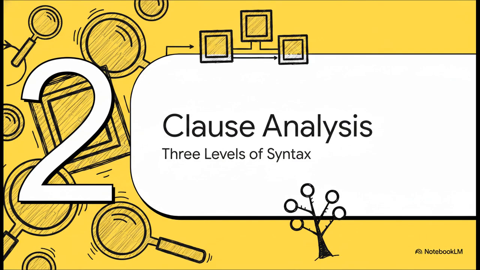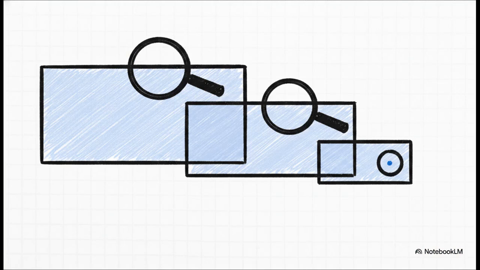Moving progressively deeper, we arrive at Section 2, Clause and Element Analysis, the three levels of syntax. To truly analyze these sentences, linguistic theory basically requires us to zoom in progressively, almost like adjusting a microscope. Every complex utterance can, and definitely should, be analyzed across three distinct levels. First, we have the macroscopic sentence level, looking at the sentence as one unified whole. Then we zoom into the intermediate clause level, where we examine how subordinate clauses nestle inside that larger sentence. And finally, we hit the microscopic element level, breaking those clauses down into their individual components.